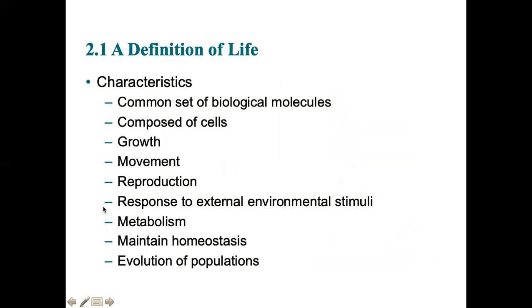And these are the 7 things. Oh no, there's more here. Let's see, there's 9 things. There's 9 things here that an organism has to be able to do to be considered alive. And a virus is not. It's acellular. It doesn't grow. It can't move. It can replicate, but it can't reproduce.